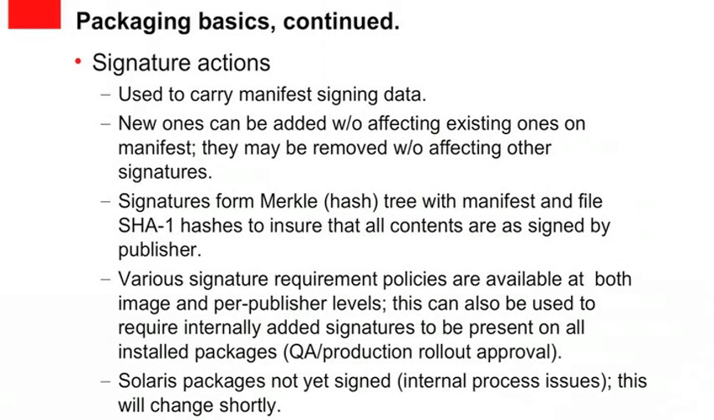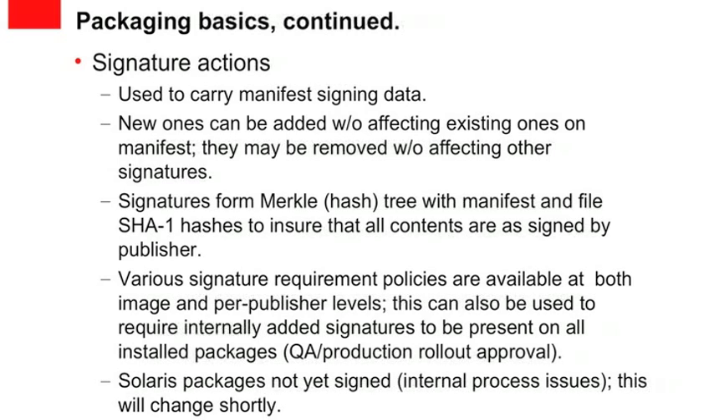Okay, going on with signatures. Signatures used to carry the manifest signing data. You can add additional signatures to an extant package without impacting the other signatures that are there. So the signatures don't include each other in what's hashed. This makes it possible for your QA organization to sign a package without affecting Sun signatures, for example.